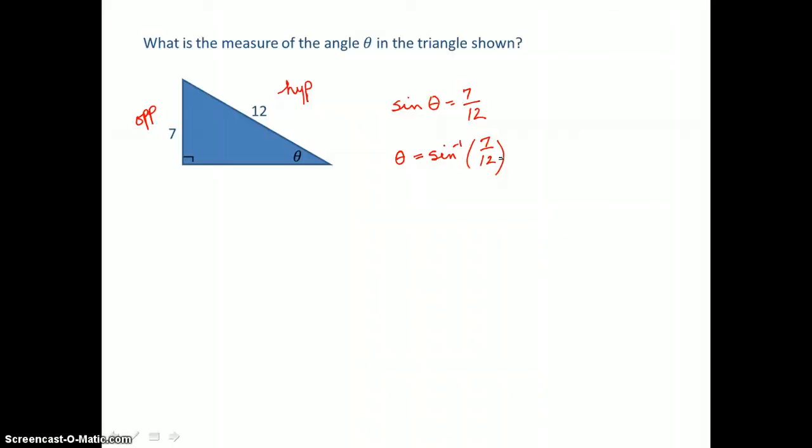Inverse sine of 7 divided by 12 is going to give me a 35.7 degree angle. And usually we round these angles to 1 decimal place. So theta is approximately 35.7 degrees.